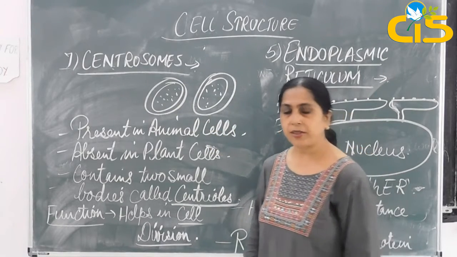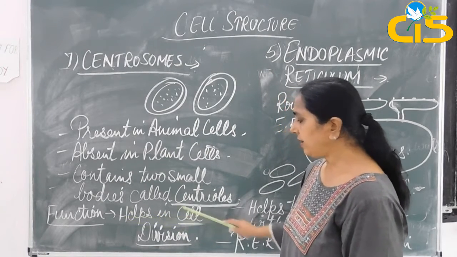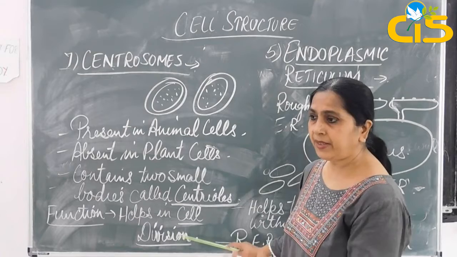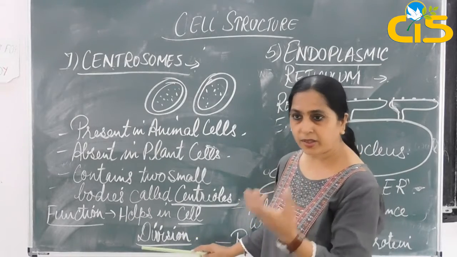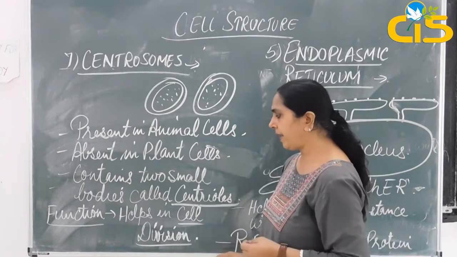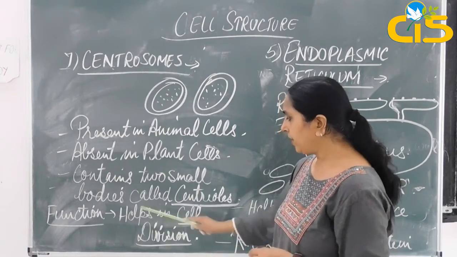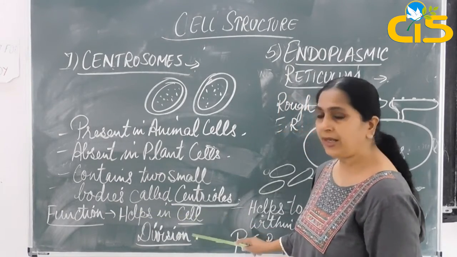Now what is their function? The most important function is that it helps in cell division. When the cell is divided into daughter cells, then the centrosomes are helpful. They are the most important feature during cell division. So it helps in the cell division.